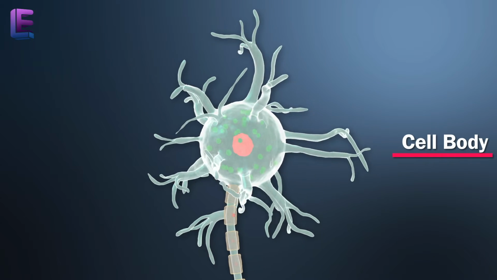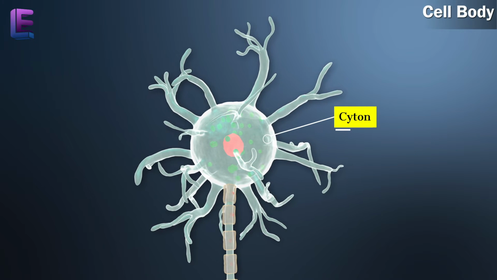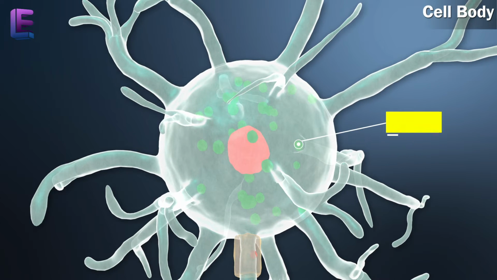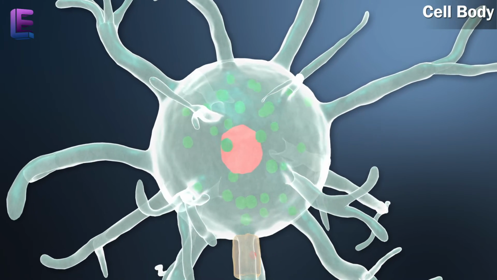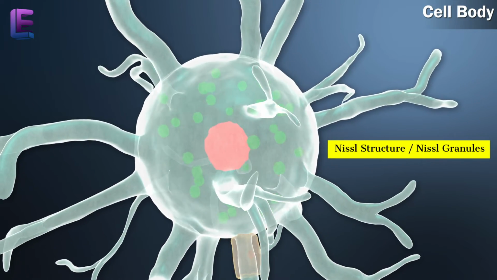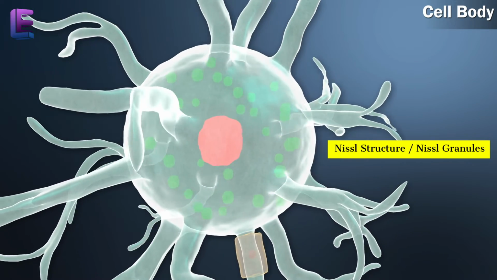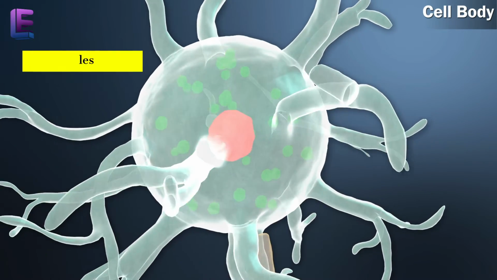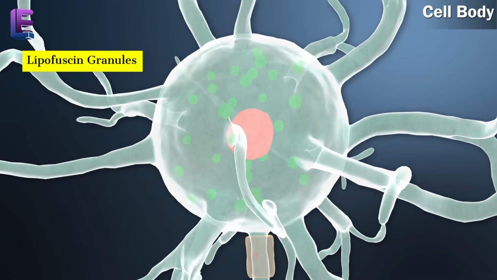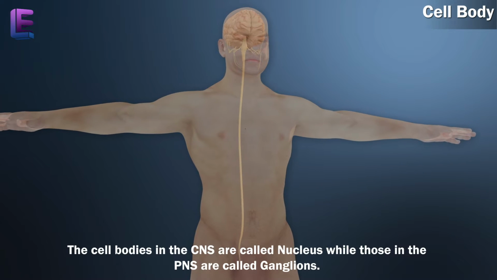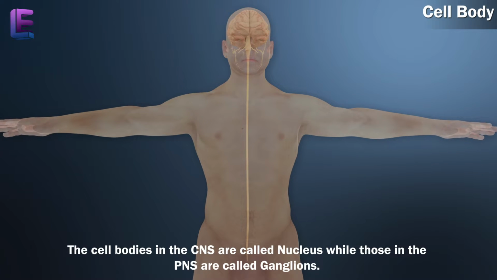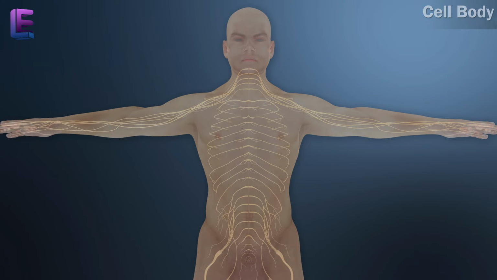Cell body. It is known as cyton or soma. It has a lot of granules and a large nucleus in the cytoplasm. The cytoplasm contains Nissl's structures or Nissl's granules. There are subtle nerve fibers and lipofuscin granules. The cell bodies in the CNS are called nuclei, while those in the PNS are called ganglia.